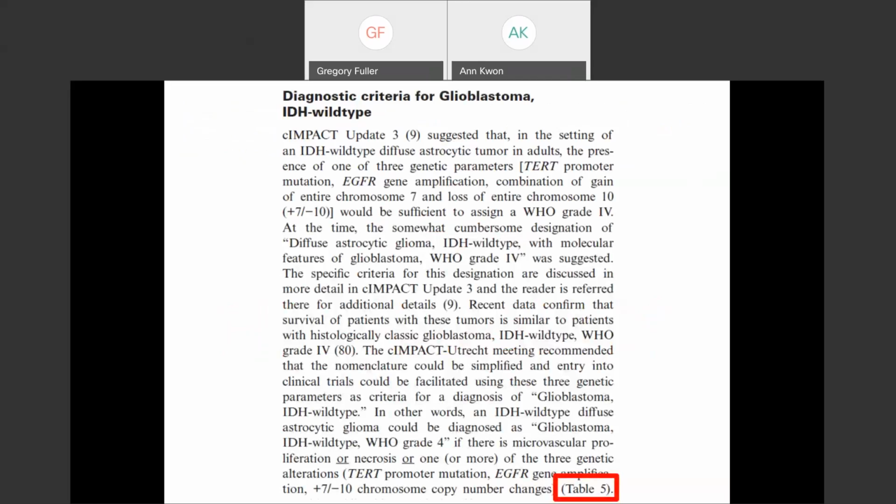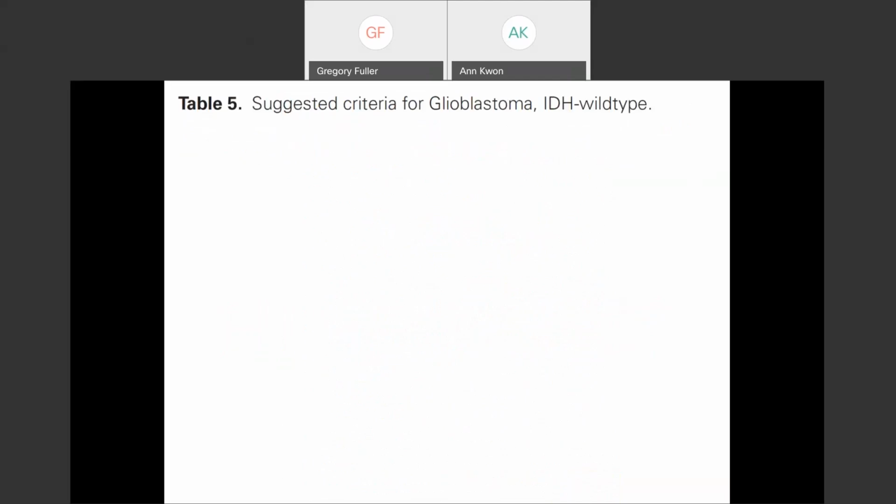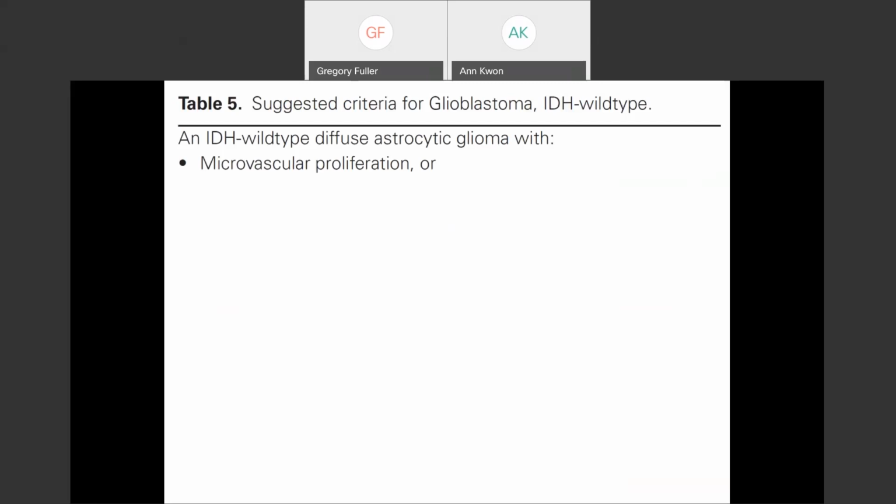This is the diagnostic criteria for glioblastoma IDH wild type. Now look at table 5. Here's the bottom line. What do you need as a pathologist to make this diagnosis, glioblastoma IDH wild type? What do you need from the tissue to render this diagnosis? Now, keep in mind, this is the most common type of glioblastoma. This is primary glioblastoma. Older adults, 85% of glioblastomas are this, not the secondary IDH mutant. What do you need for it?